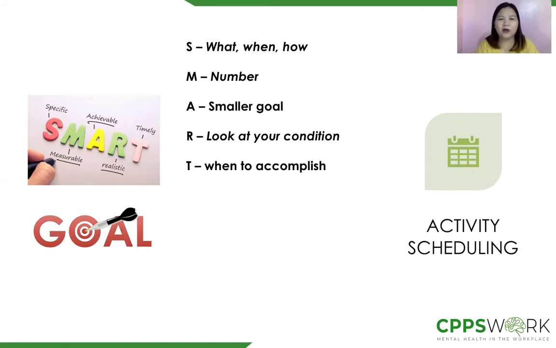Specific, halimbawa, ang gusto mo. Ano ba yung gusto mo? Kailan? Paano? Okay. Example, I want to lose 10 pounds in 2 months. Paano? By counting calories. Okay. Next is M. So this talks about number. Okay. This should be measurable then.